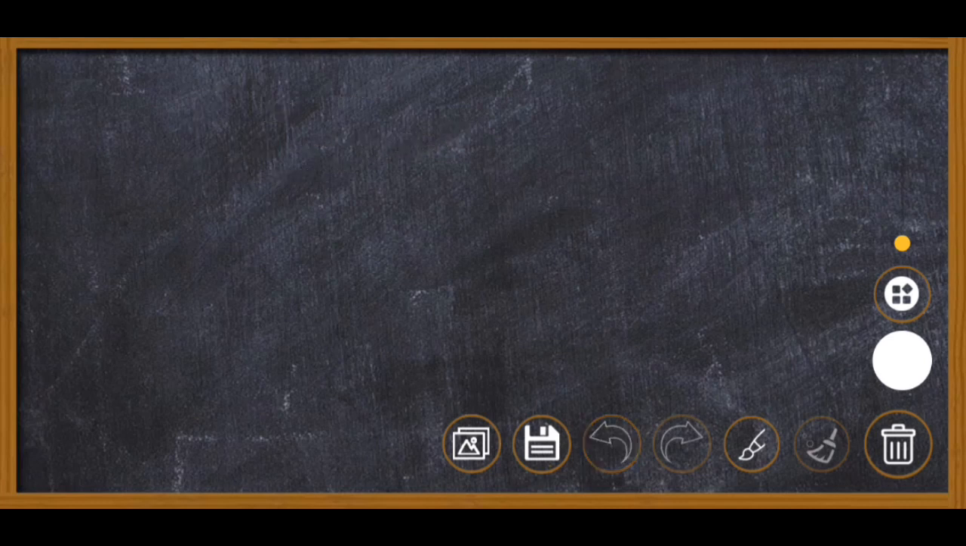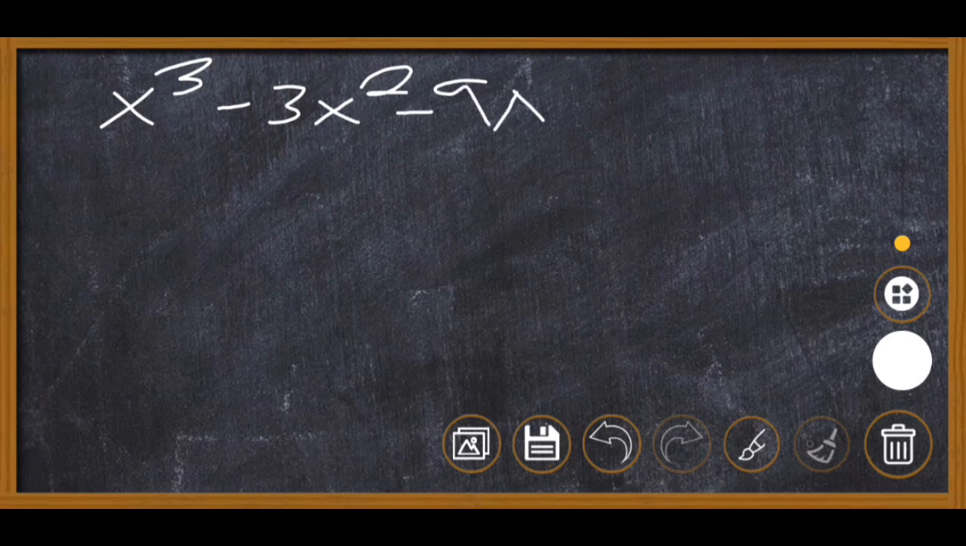So in this case then, we are going to have x raised to power 3 minus 3x squared minus 9x minus 5.